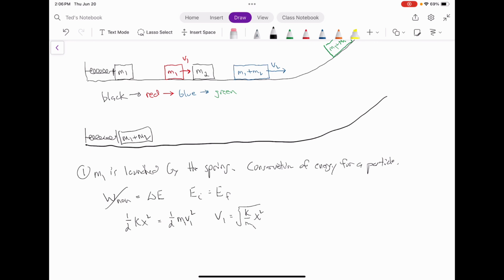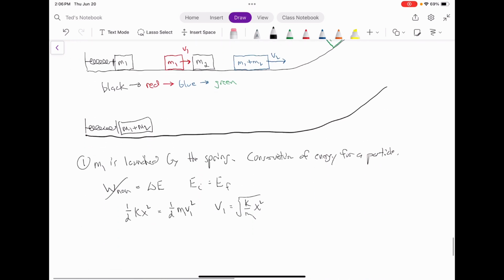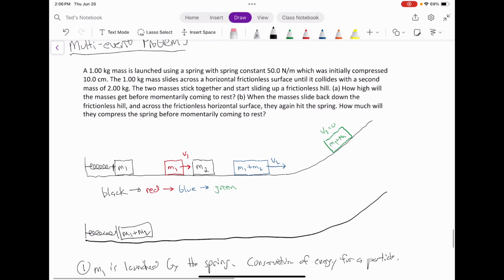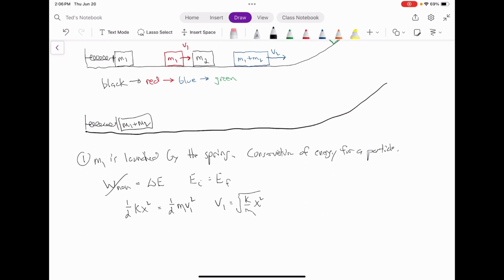All right, plugging this into my calculator, the square root of k, which was 50, over m1, which was 1 kilogram, times x squared, which was 10 centimeters, but 10 centimeters is 0.1 meters. So I square that, take the square root of the whole thing, and I get v1 is equal to 0.707107 meters per second.